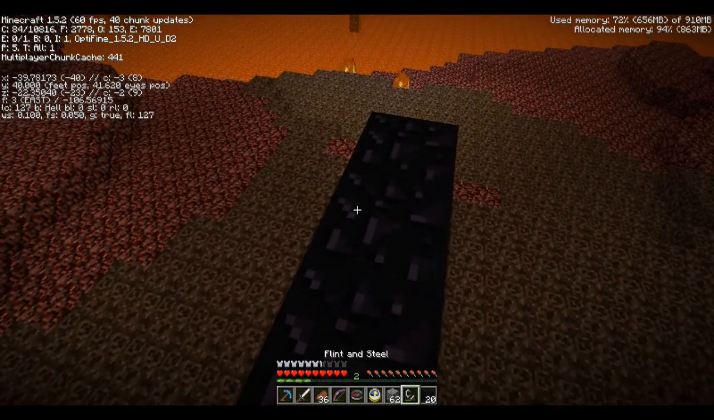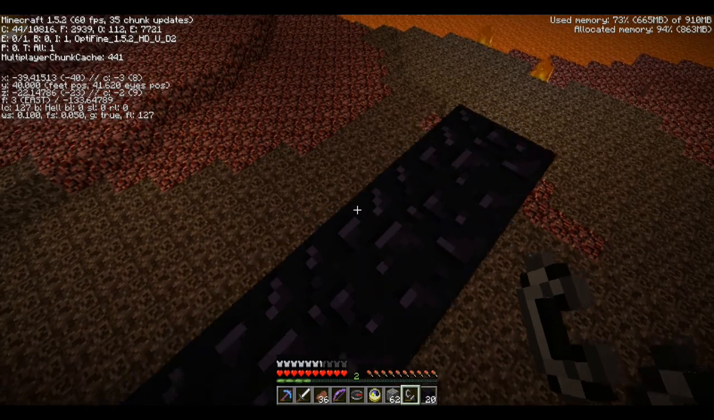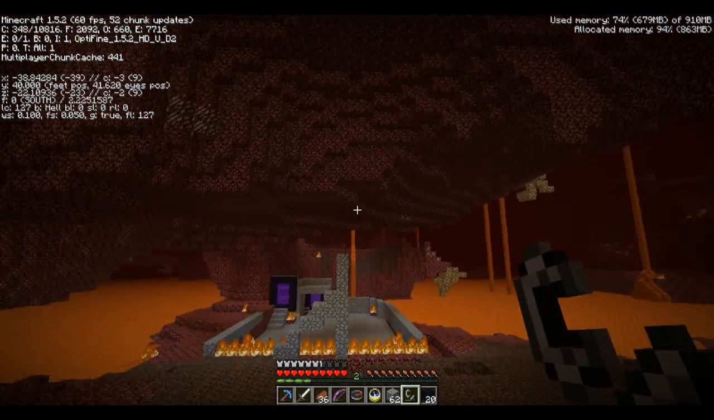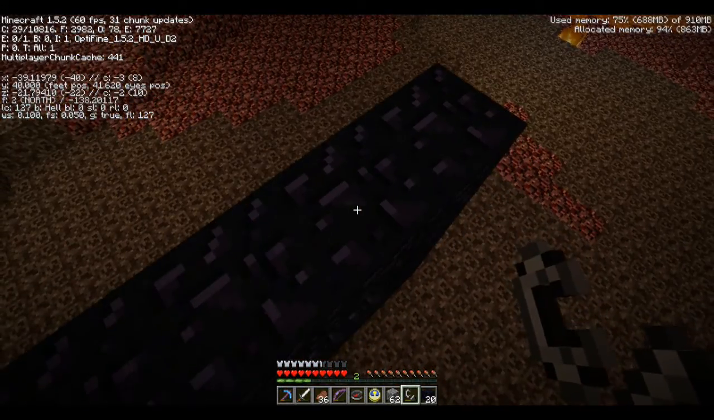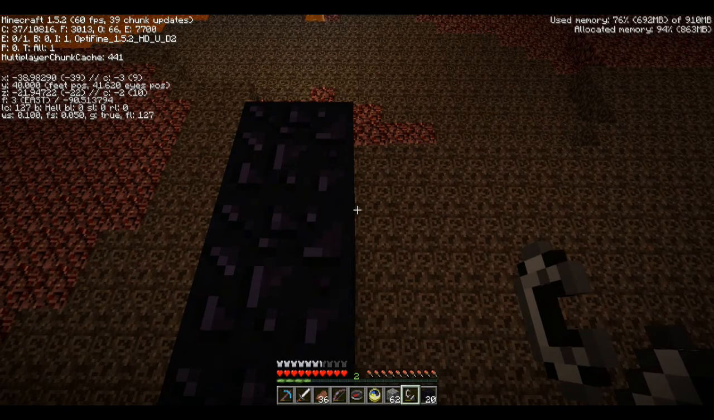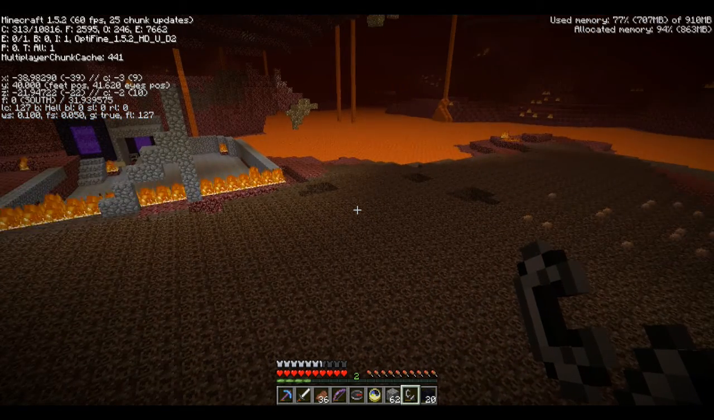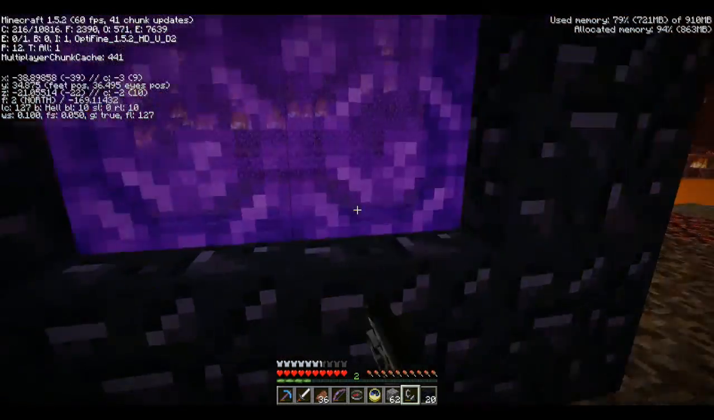So the thing you need to remember is that coordinates in the overworld need to be divided by 8 to correspond to the coordinates in the nether. Coordinates in the nether need to be multiplied by 8 to correspond with the ones in the overworld. And the last thing to take into account is that when you're doing this kind of thing, the X and Z coordinates are the only ones that you need.